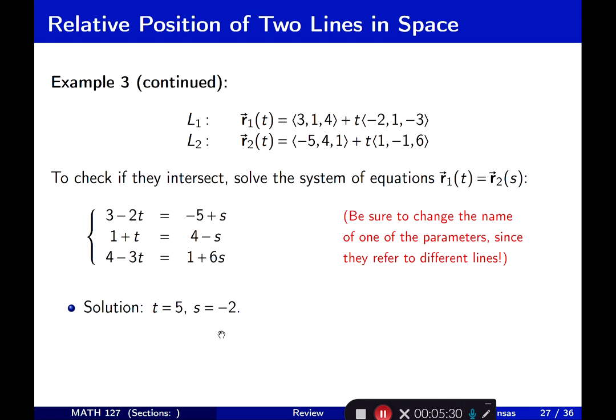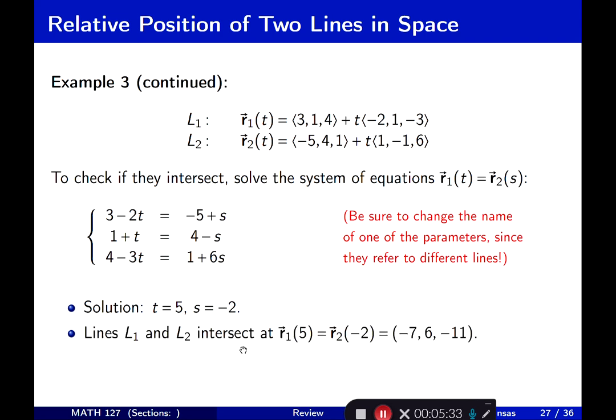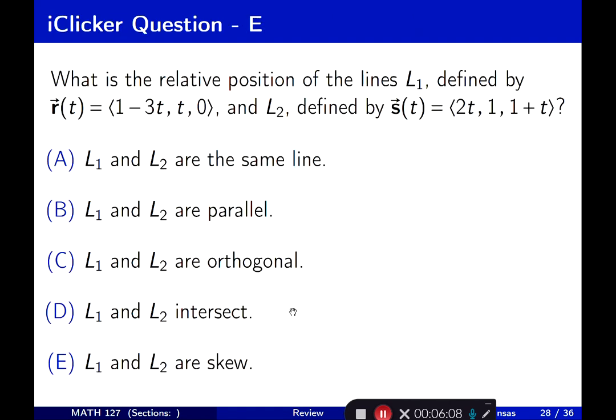It turns out t equal to 5 and s equal to -2 satisfies all three equations. To find the point of intersection, you plug in t equal to 5 in L1, or s equal to -2 in L2. They should both give you the same solution: R1 of 5 or R2 of -2 should be the same, and that's the point of intersection. So these two lines were intersecting. If the system didn't have any solution, the two lines would have been skew.